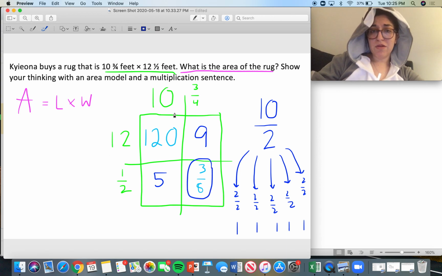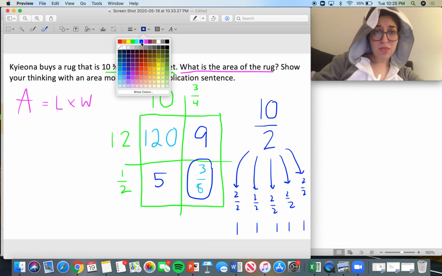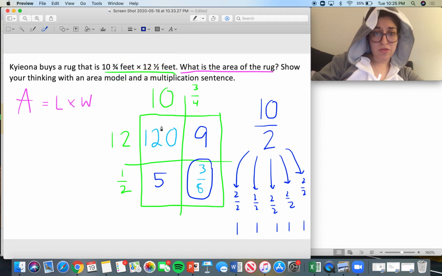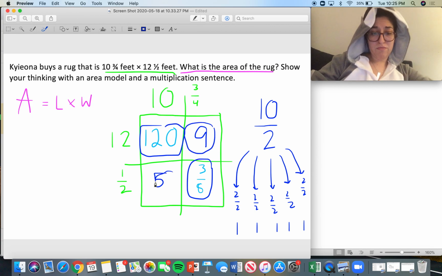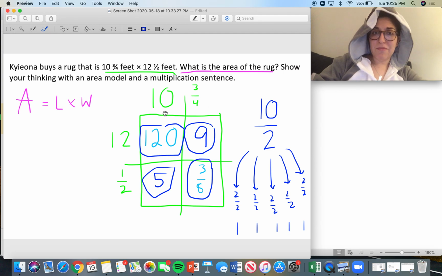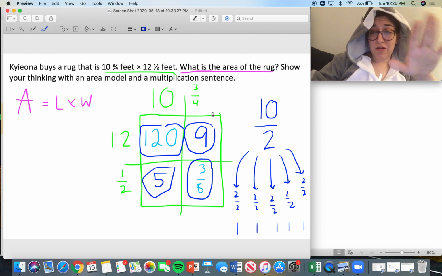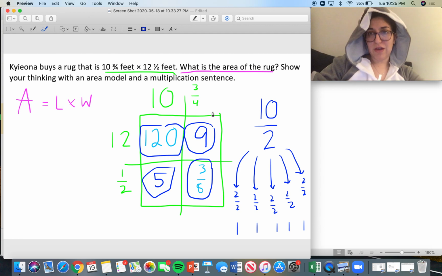So now I'm going to add all of these up together: this plus this plus this plus this. That's going to give me my area, because I did my area model to find the length times width, right? That I'm going to let you do on your own. You can add these numbers together.